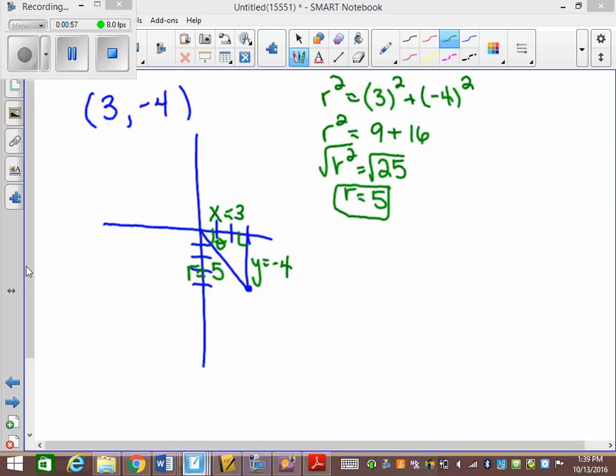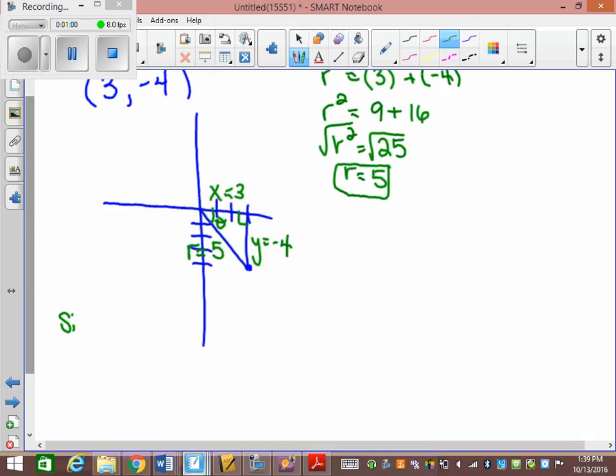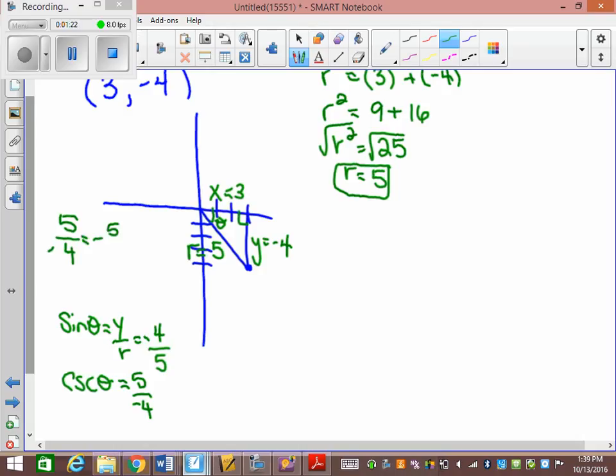And then you do sine theta equals y over r. So it's going to be -4 over 5. Cosecant is that flipped. So 5 over -4, which could also be written as -5 over 4, with the negative outside, or -5 over 4. These are all equivalent. They can be written in any of those ways, and they all mean the same thing. You're just moving the negative sign around.